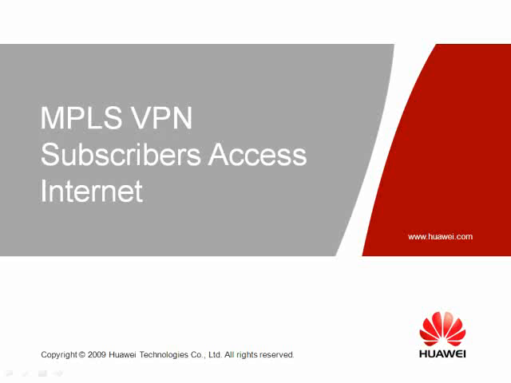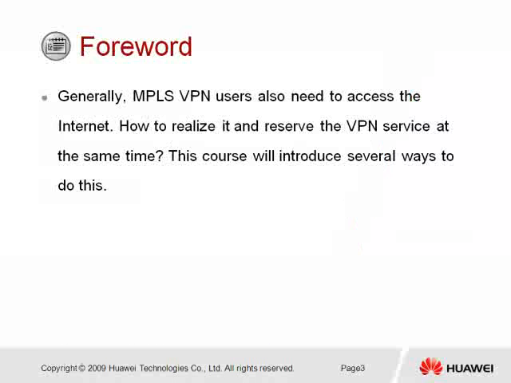Today, we will learn how MPLS VPN subscribers access the Internet. We have known that private subscribers can communicate with each other by using MPLS VPN. Generally, MPLS VPN users also need to access the Internet. How do we realize it and reserve the VPN service at the same time? This course will introduce several ways to do this.